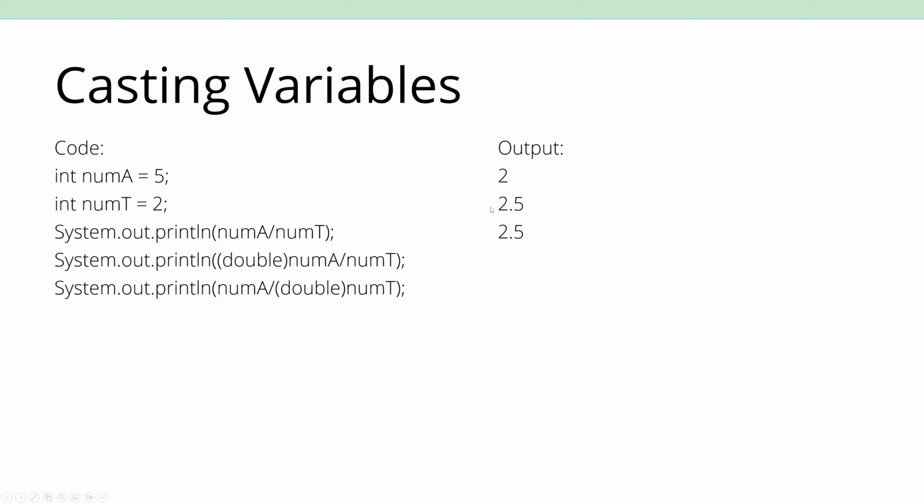Now, similarly, you can cast the numerator or you can cast the denominator. It doesn't matter, right? Because remember, as long as one of them is a double, then the quotient is a double. So in the next example, I'm casting the denominator as a double. So an int divided by a double is still a double. So 5 divided by 2.0 is 2.5.